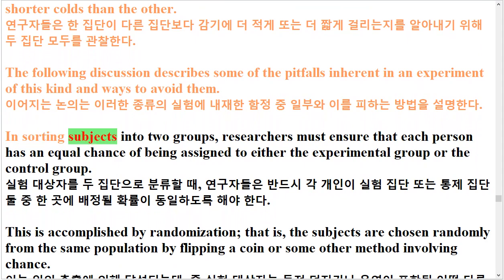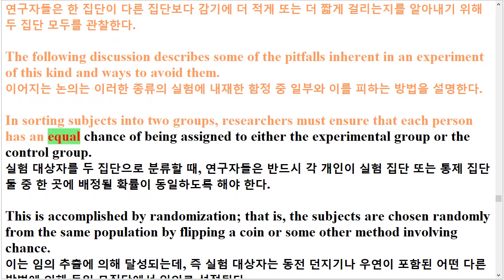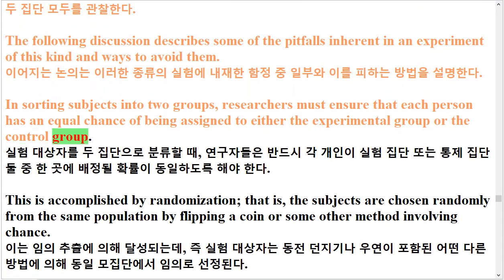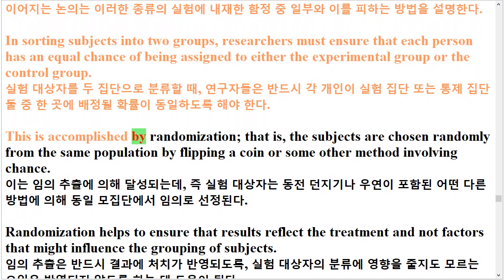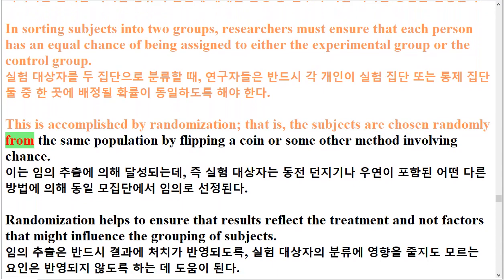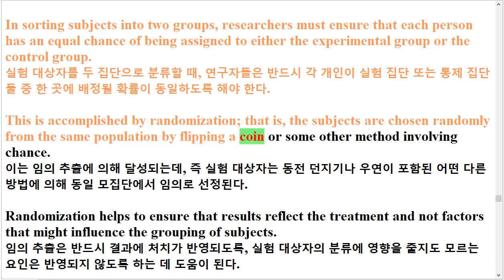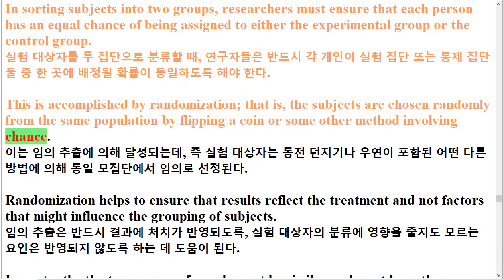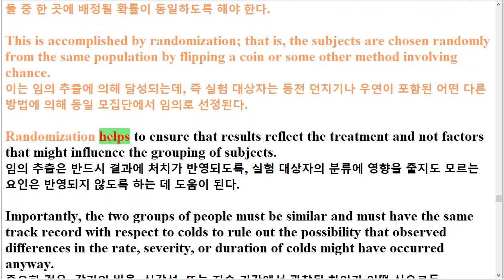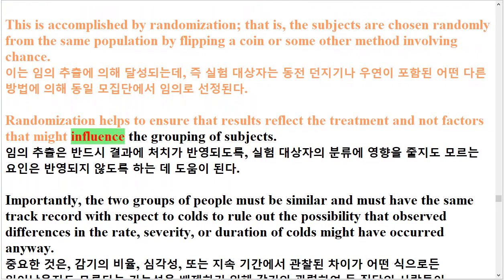In sorting subjects into two groups, researchers must ensure that each person has an equal chance of being assigned to either the experimental group or the control group. This is accomplished by randomization, that is, the subjects are chosen randomly from the same population by flipping a coin or some other method involving chance. Randomization helps to ensure that results reflect the treatment and not factors that might influence the grouping of subjects.